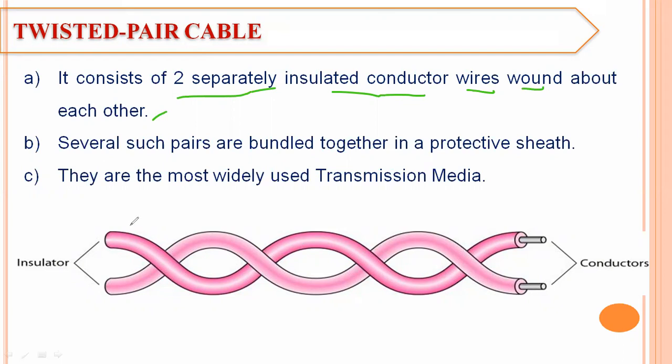So they are twisted over one another. Two cables are there, and these are the connectors that will be connected at both the ends to transmit the data. And yes, again, it is covered with the insulator. Okay. So several such pairs are bundled together in a protective shell so that external noise could not affect the data, and they are mostly used as transmission media.